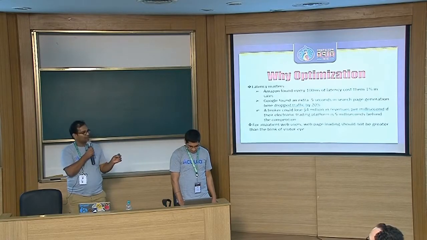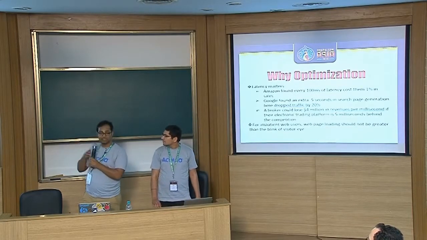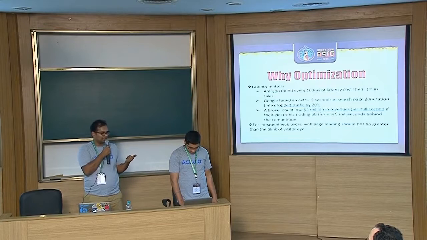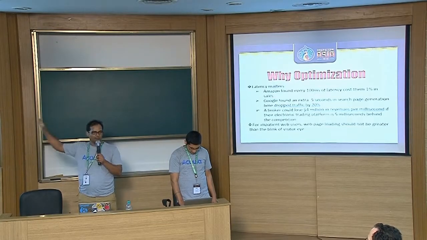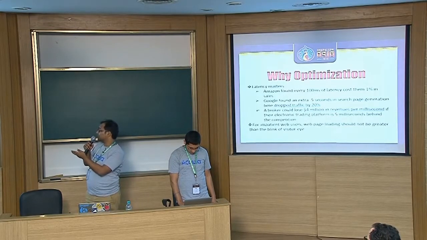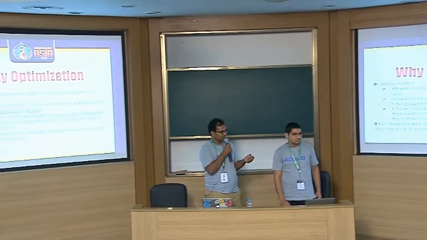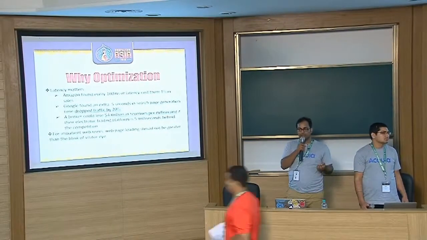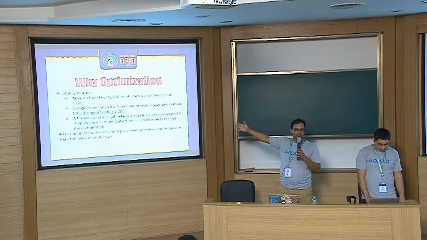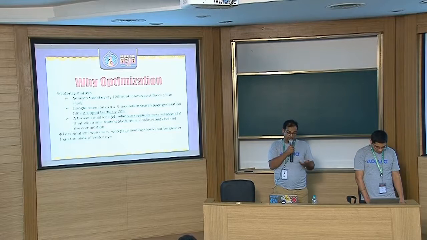So there is data to prove that. Amazon found that every 100 milliseconds of latency cost them 1% of their sales. And 1% of Amazon's sales is a big deal, right? And we are just talking about 100 milliseconds. And Google found that an extra 5 seconds in search generates a drop of traffic by 20%. Just imagine 20% of the traffic of Google. Right? It's a big deal. And just 0.5 seconds. So now you might know how important it is to load your website in a very fast way.